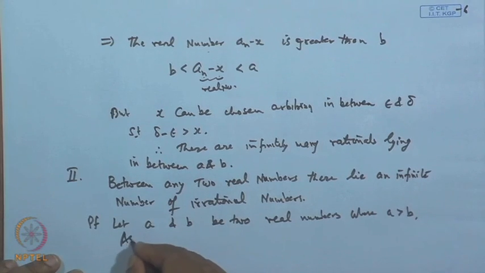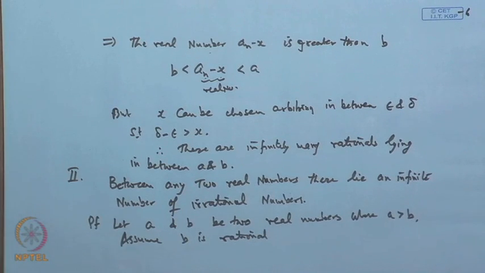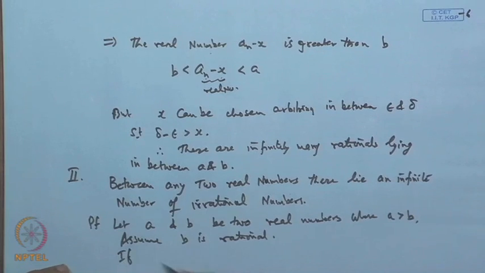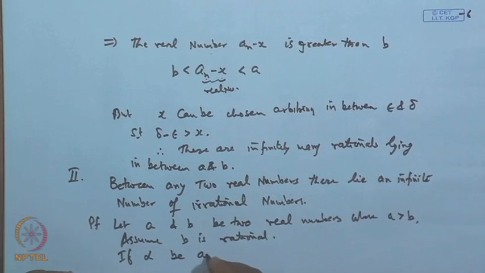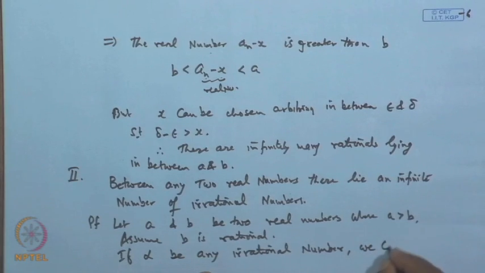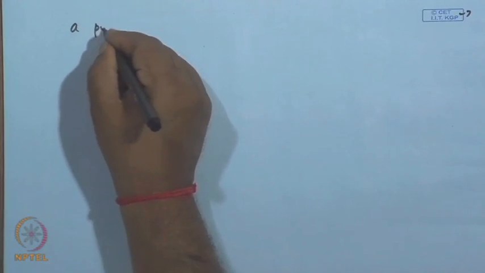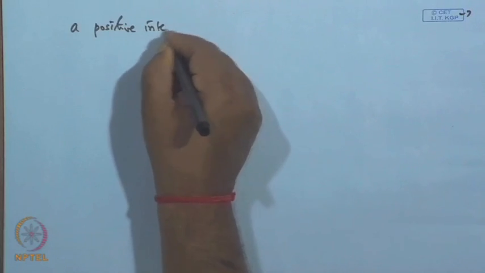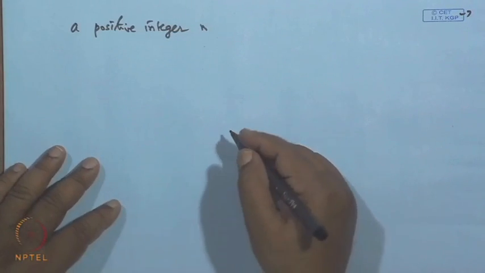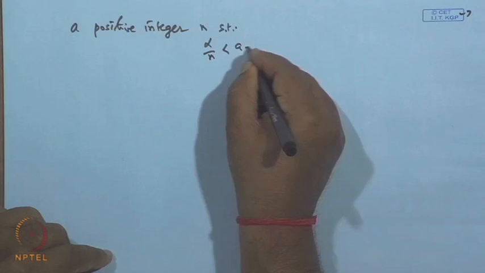Let us assume b is rational. Okay. Now, if alpha be any irrational number, then we can find a positive integer n such that alpha by n is strictly less than a minus b.